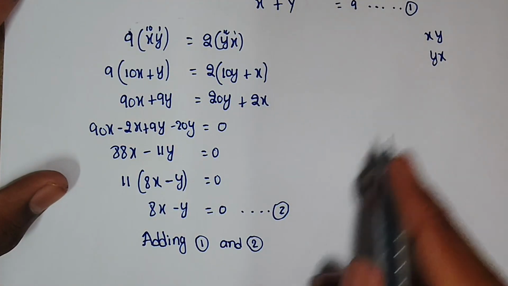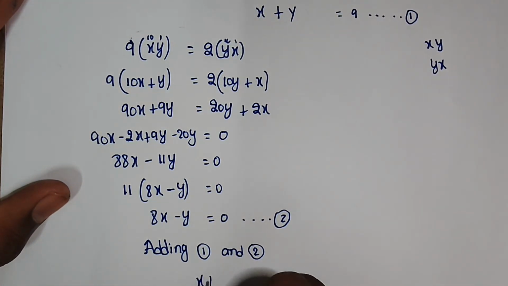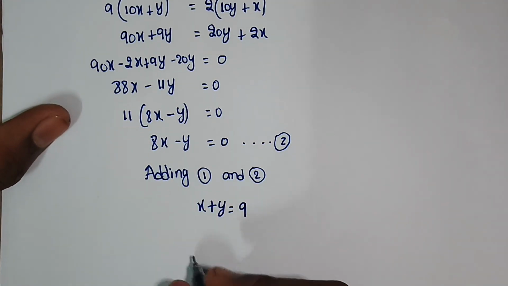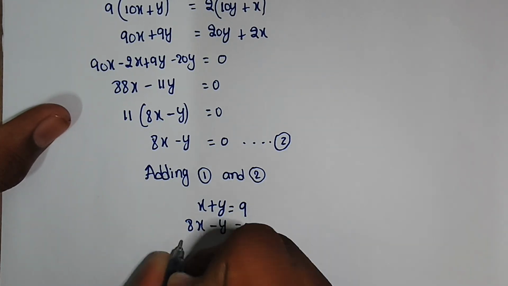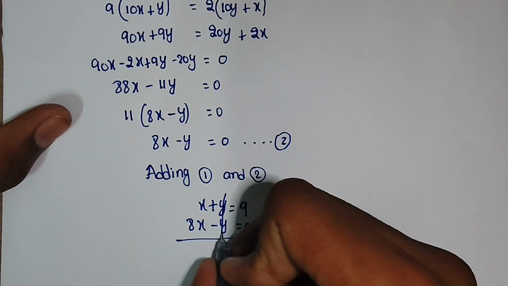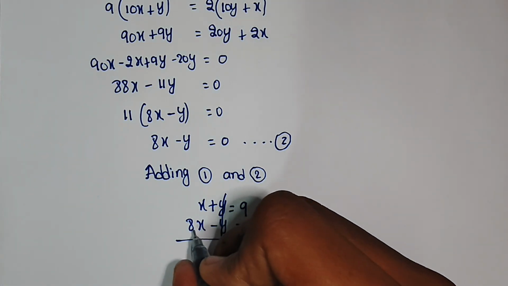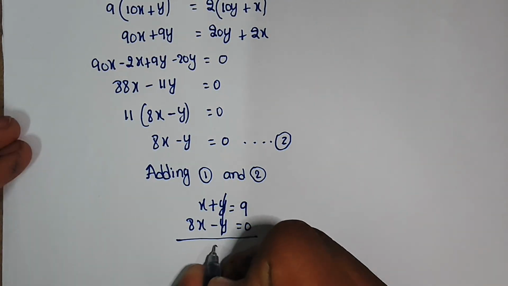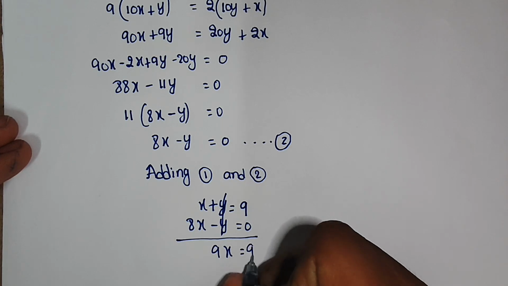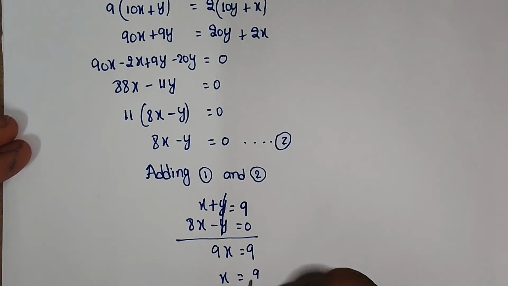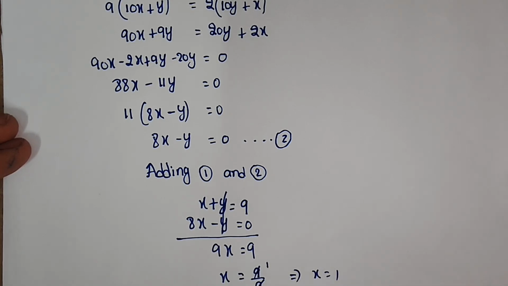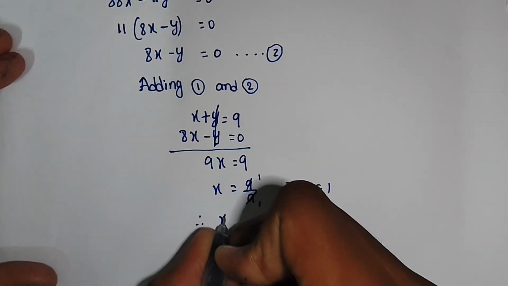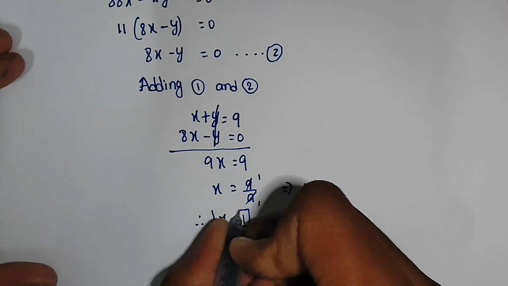So what is equation 1? x plus y equals 9. And what is equation 2? 8x minus y equals 0. Here y and y get cancelled because they have opposite signs. Here 8x plus x, 9x, equals 9 plus 0, 9. x equals 9 by 9. 9 ones are 9. That implies we got x equals 1.